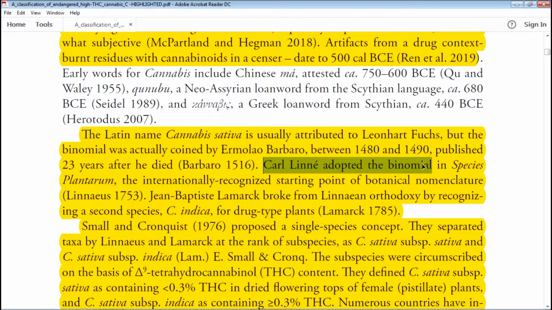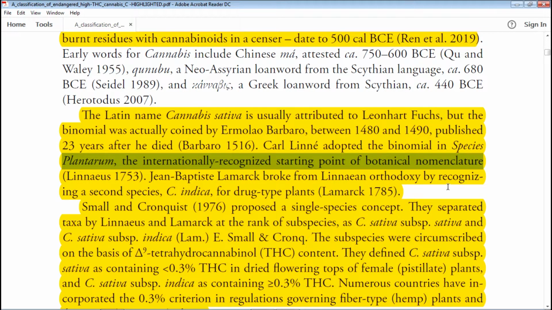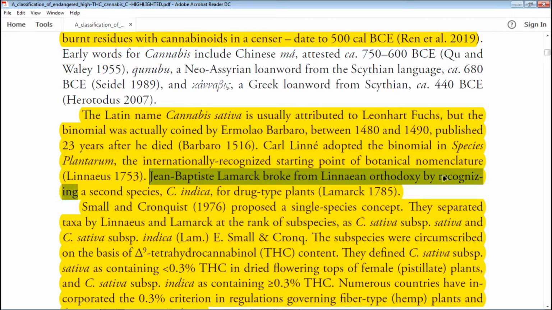Carl Linné adopted the binomial in Species Plantarum, the internationally recognized starting point of botanical nomenclature. So this is important because this is obviously the start of botanical nomenclature. So this is when cannabis is being formally recognized. Jean-Baptiste Lamarck broke from the Linnaean orthodoxy by recognizing a second species, Cannabis indica, for drug-type plants.